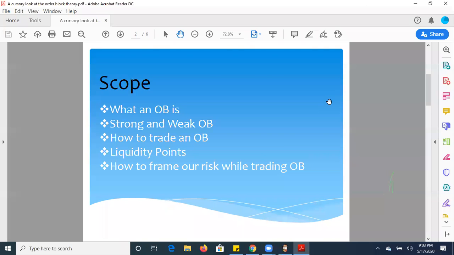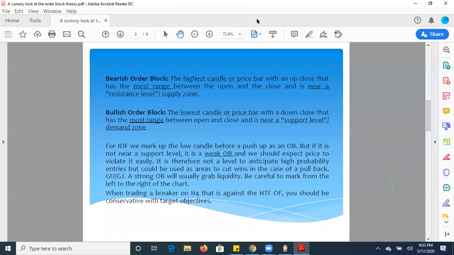So I'll be starting with what an order block is. This definition was actually gotten from one of Michael's work. I'll be using a bearish order block for a start. It is the highest candle or price bar with an up close that has the most range between the open and the close, and is near a resistance level. I added a supply zone.